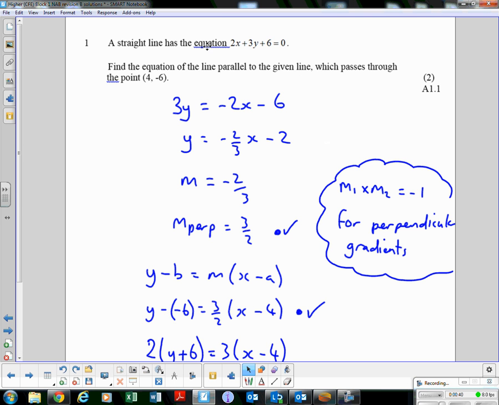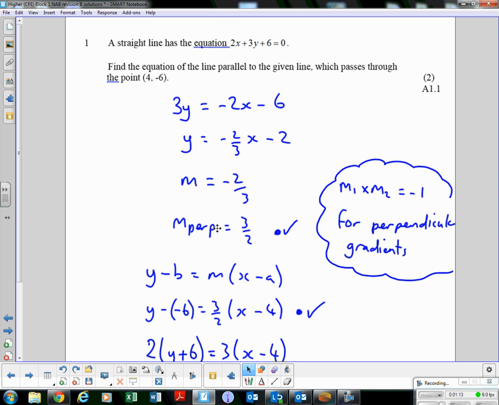A straight line has the equation 2x plus 3y plus 6 equals 0. Find the equation of the line parallel to the given line which passes through (4, -6). We need the gradient of this line. We need to rearrange into the form y equals mx plus c. So we make 3y the subject. We then make y the subject. And the gradient is negative 2/3. We know, or we should know, that for perpendicular gradients, the product of perpendicular gradients comes to negative 1.